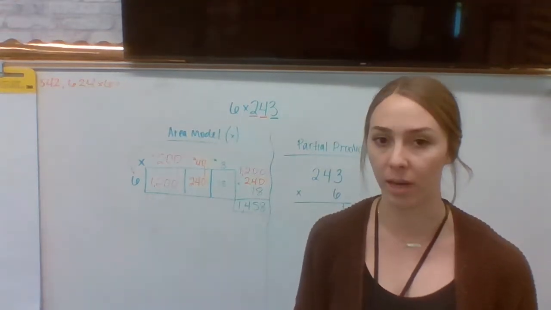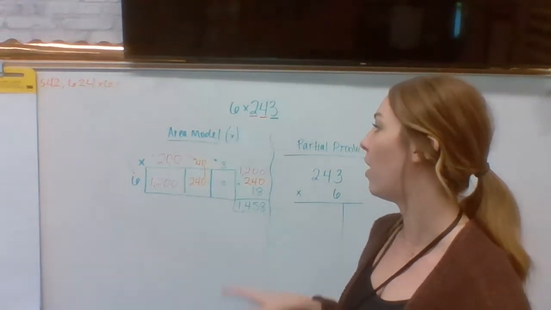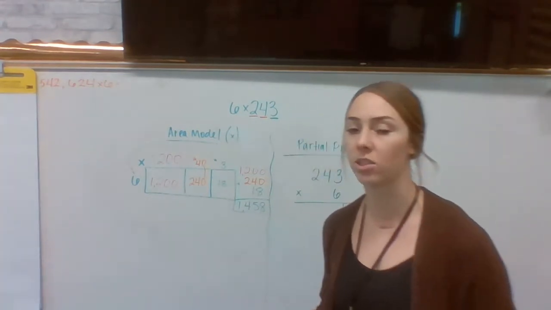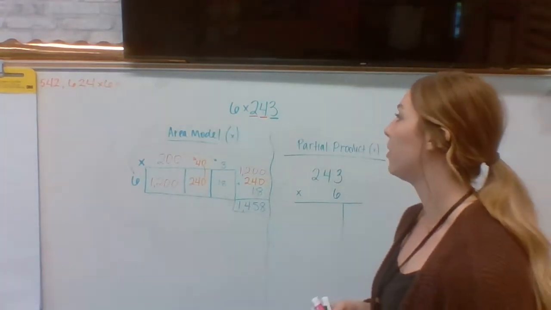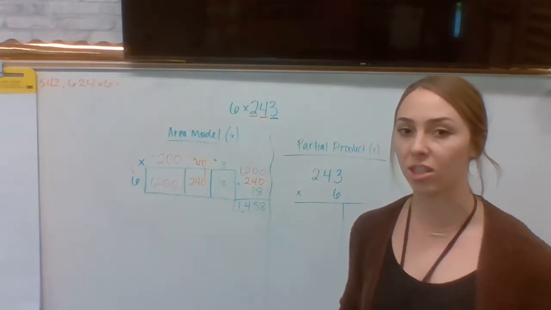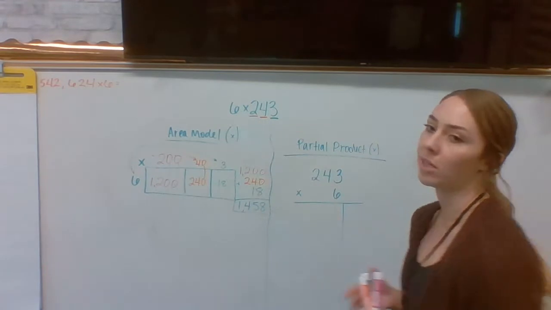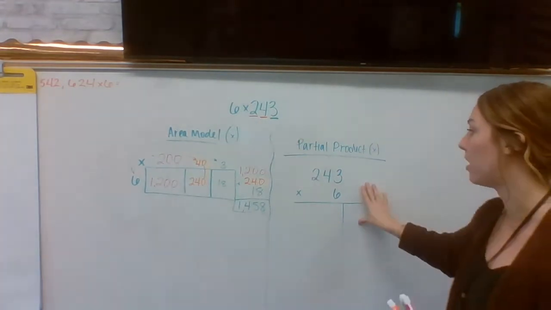More partial product. I have my area model off to the side to reference. We know that I should get the same answers. It's just going to look a little bit different. I wanted to practice today with a 3-digit number, show you what partial product would look like when you have a 1-digit times 3-digit. So I've already set it up over here on the side.